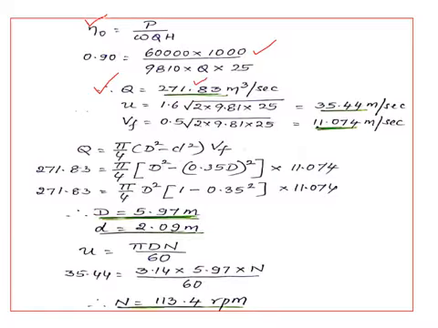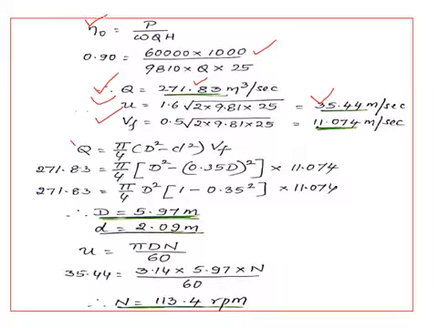Now, given the speed ratio, you can calculate U equals 1.6 times root of 2 into 9.81 into 25, which gives 35.44 meter per second. Similarly, the velocity of flow can be calculated by taking the flow ratio, which is 0.5. So 0.5 times root of 2 into 9.81 into 25, which gives 11.074 meter per second.